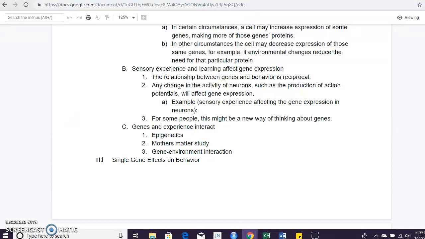The last subheading within this second section is genes and experience interact. Epigenetics is the study of factors that affect gene expression. One example that the book gives of epigenetics is the Mother's Matter study. This is a study that asks the question, are the average differences in behavior between males of two different inbred strains of mice due to the different genes they carry, or do environmental factors contribute as well?